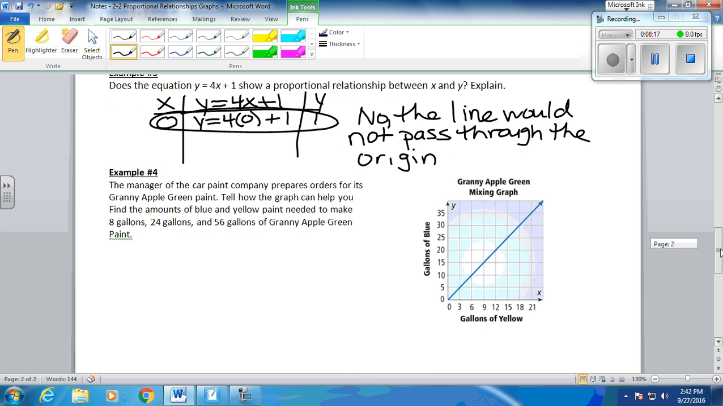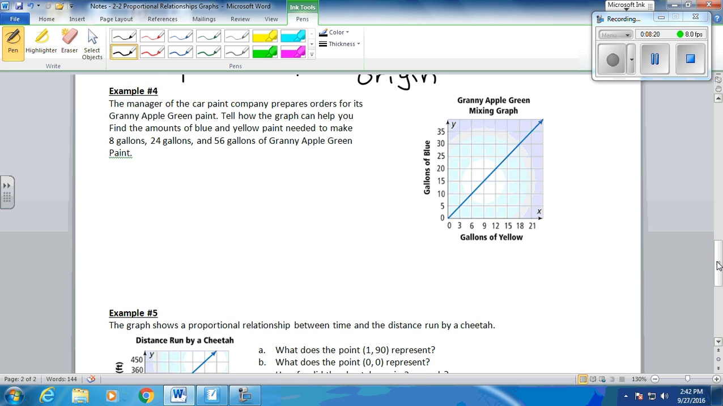Number 4 is reminiscent of the purple paint shade that we had yesterday. It says that the manager of the car paint company prepares orders for its Granny Apple Green paint. Tell how the graph can help you find the amounts of blue and yellow paint needed to make 8 gallons, 24 gallons, and 56 gallons of Granny Apple Green paint. Now I know that to make green, I need to use yellow and blue, which they have also labeled for me on my graph, yellow and blue.